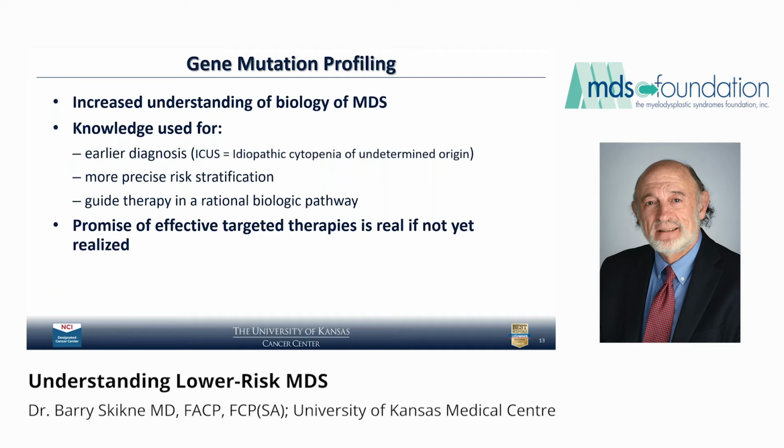So it helps from that standpoint, and it also gives us a much more precise risk stratification. We mentioned the international prognostic scoring system, but if you have the gene mutations in addition to those, you're going to have a much better insight about the prognosis for the patient and help decide on treatment.